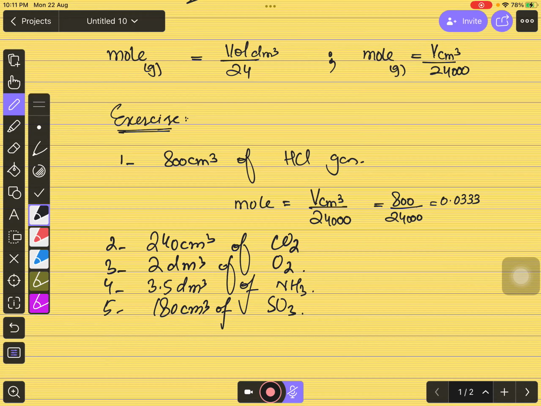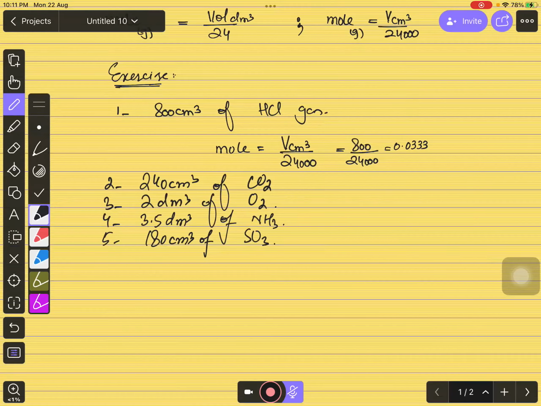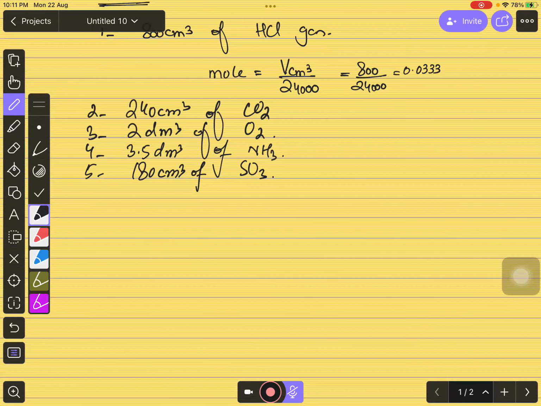Okay, बच्चों. So this is the part of exercise number 1, and I think you all can do this. And we know that we just need to divide it by 24,000, or divide it by 24. Is that right, बच्चों, or not?